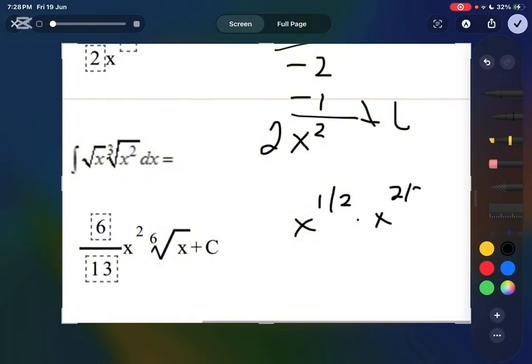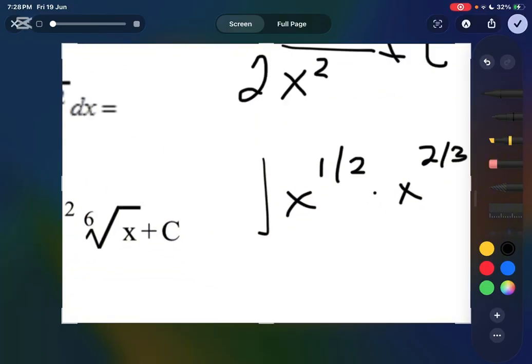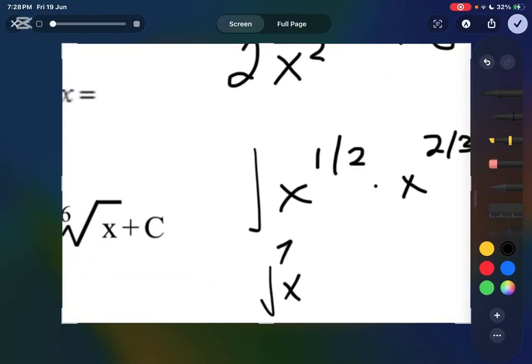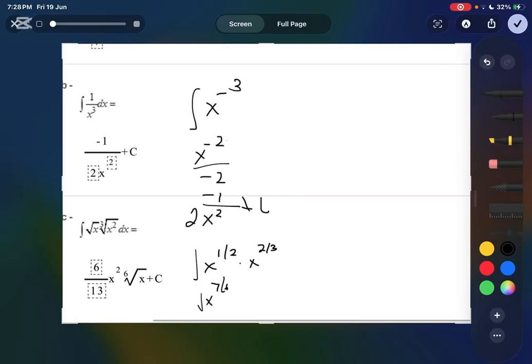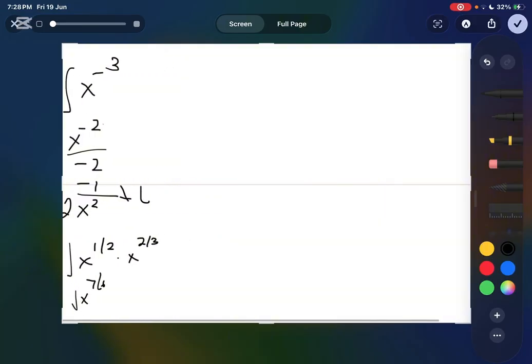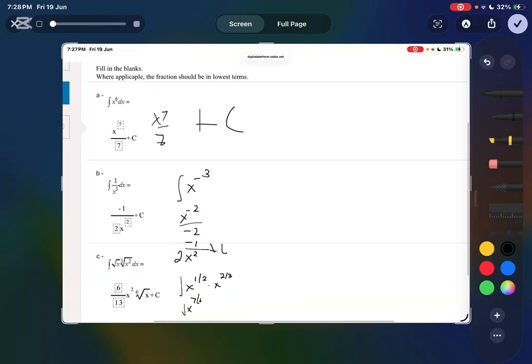And then for part c, the integral of this, so it's x^(1/2) times x^(2/3). And then since they are the same base, you can add their exponents. So 1 over 2 plus 2 over 3, which is 7 over 6. So the integral of x^(7/6). Okay, now what you can do is the antiderivative, the integral.